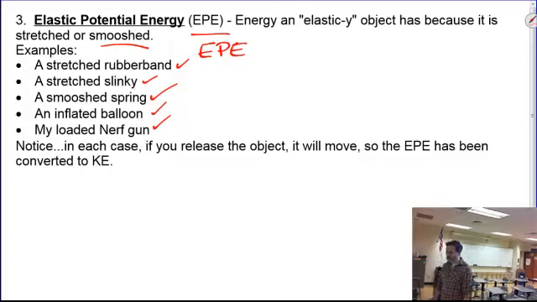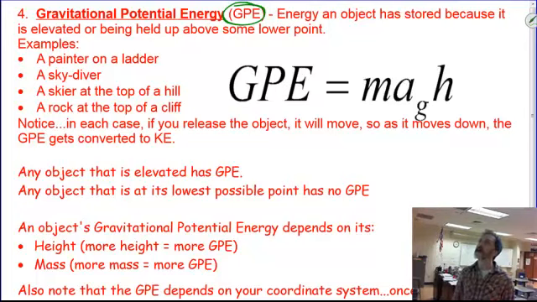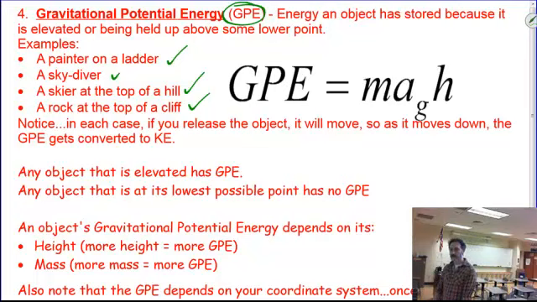All right, and then the last thing we need to talk about is what's called gravitational potential energy. Gravitational potential energy, we'll use GPE to stand for it. This is energy that an object has stored because it is elevated, or being held up above some lower point. All right, so a person standing up on a ladder, they're up high, they have gravitational potential energy. A skydiver is up high, a skier at the top of the hill, a rock at the top of a cliff. All right, so why do these have gravitational potential energy? Well, because in each case, if you release the object, it's going to move. And as it moves down, that gravitational potential energy it has gets converted to kinetic energy.